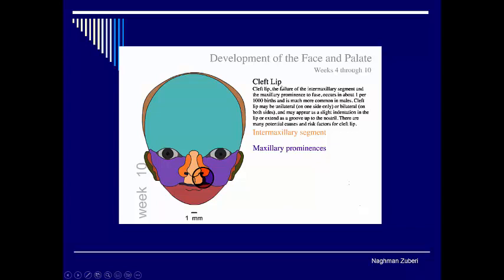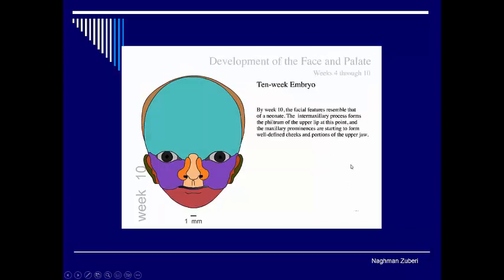Cleft lip, the failure of the intermaxillary segment and the maxillary prominence to fuse, occurs in about 1 per 1000 births and is much more common among males. Cleft lip may be unilateral, on one side only, or bilateral, on both sides, and may appear as a slight indentation on the lip or extend as a groove up to the nostril. There are many potential causes and risk factors for cleft lip.